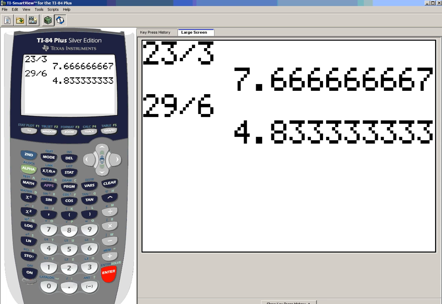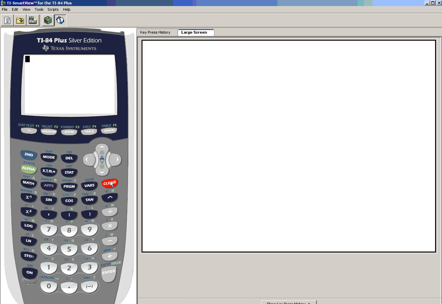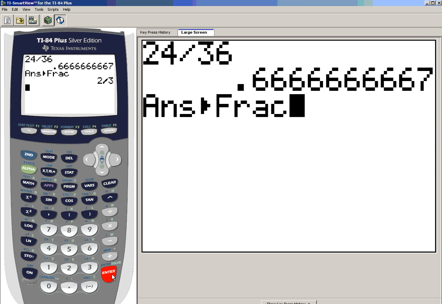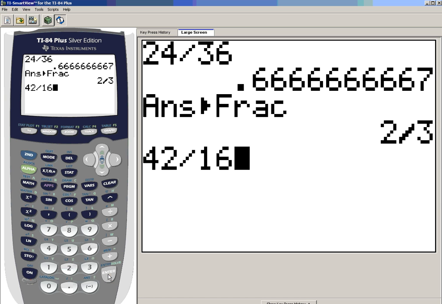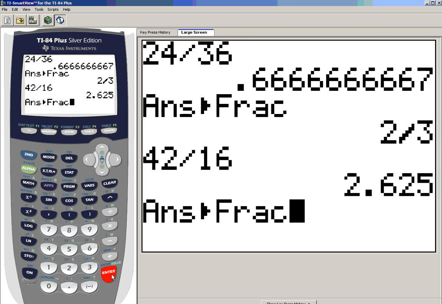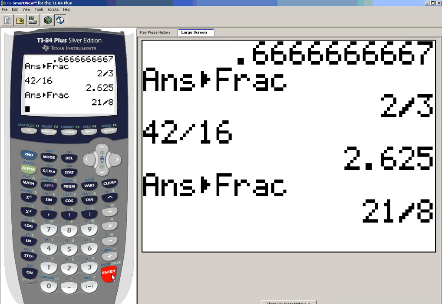On the calculator, 24 divided by 36. Again, the graphing calculator always gives you the decimal. Math, change to fraction. There's the fraction. 42 divided by 16. There's the decimal. Math, change to fraction. There's the fraction equivalent.